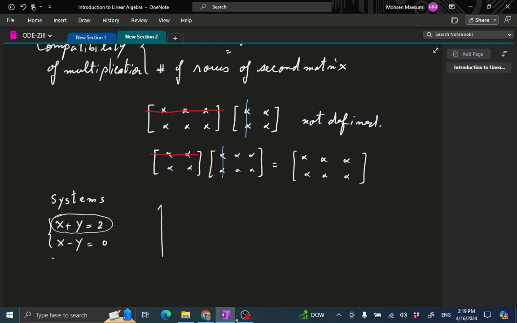So x plus y equals 2 is obviously a line whose x and y intercepts are 2, and that's how it looks. This is x plus y equals 2. The second one is just y equals x. It looks like this: x minus y equals 0.